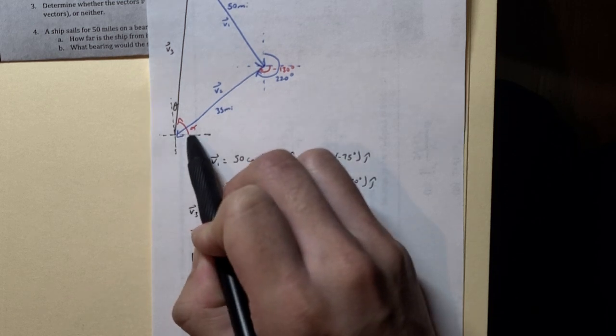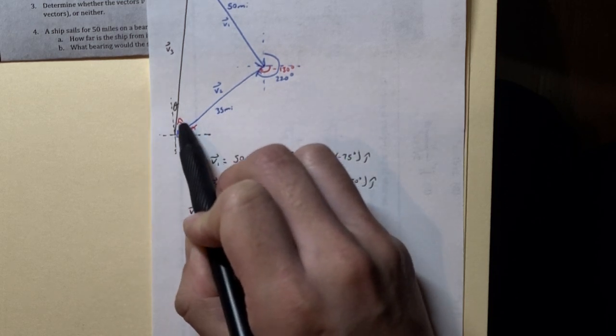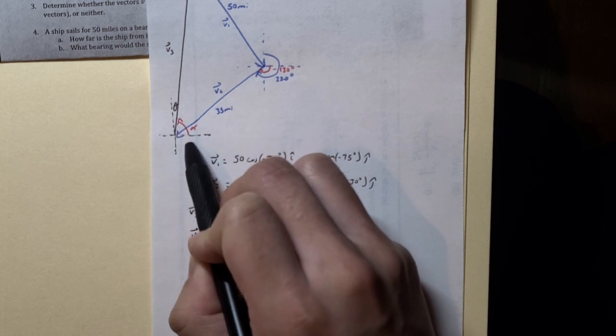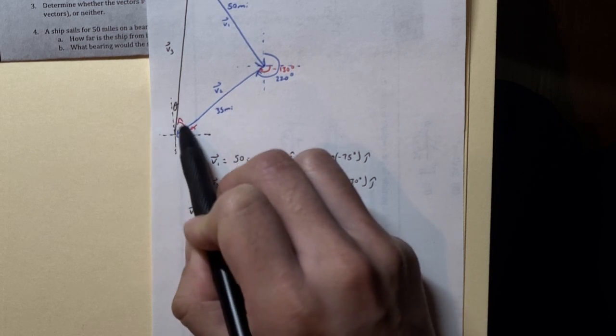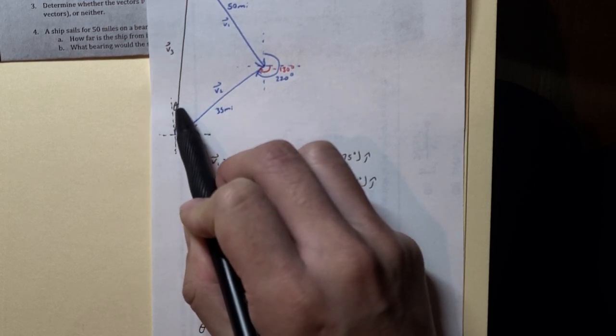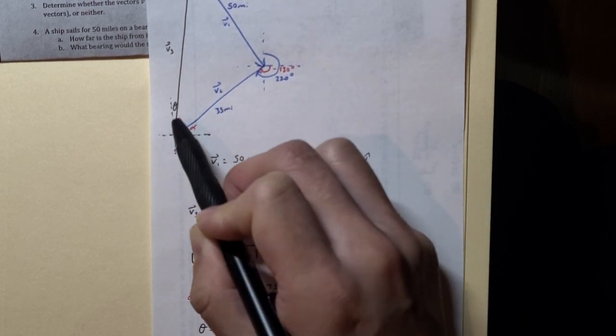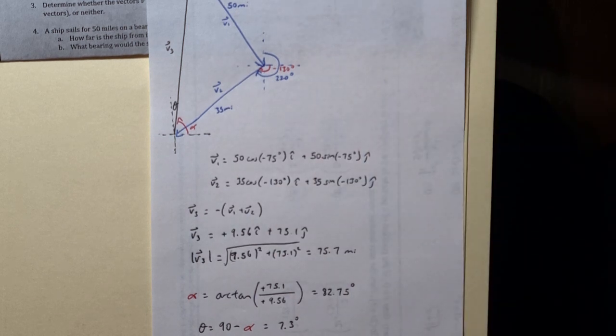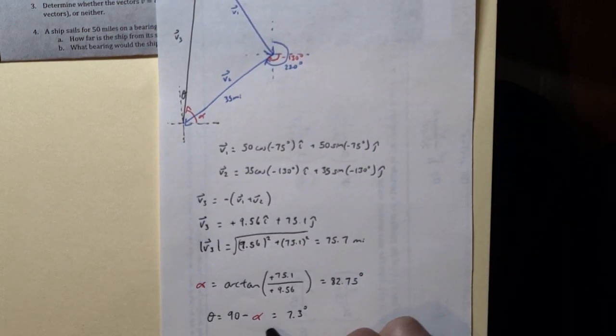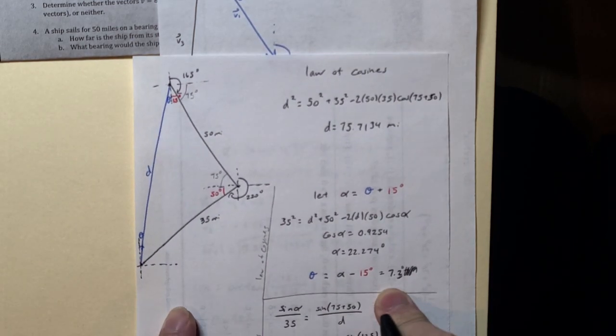It's once again with respect to the positive x. So it's this red arrow, this red angle I drew over here, okay? This is alpha. We want the bearing though, that's theta over here. So how do we get theta from alpha? Well, alpha plus theta is 90 degrees. So theta is just 90 minus alpha, which is 7.3, which matches our answer over here again.